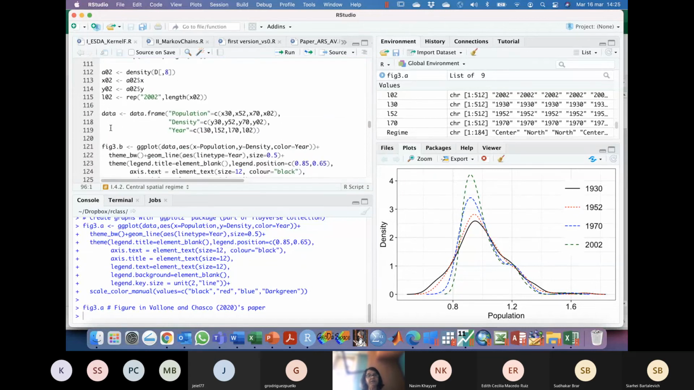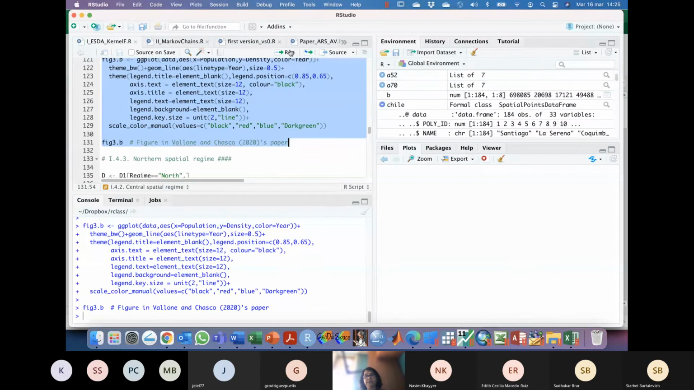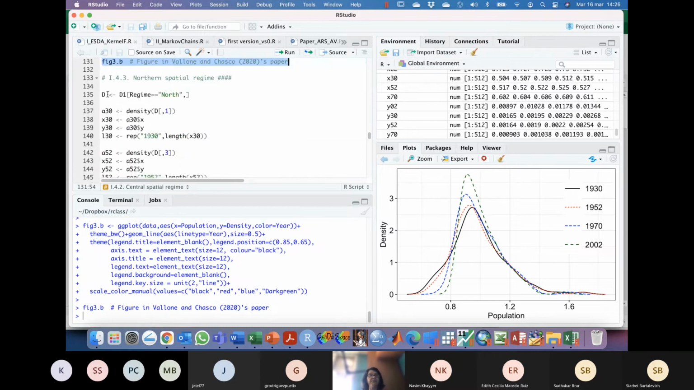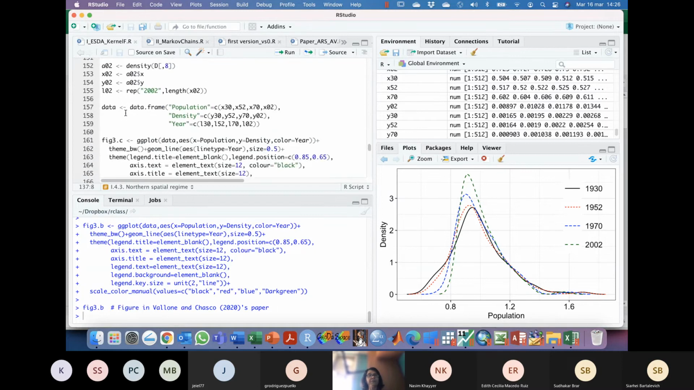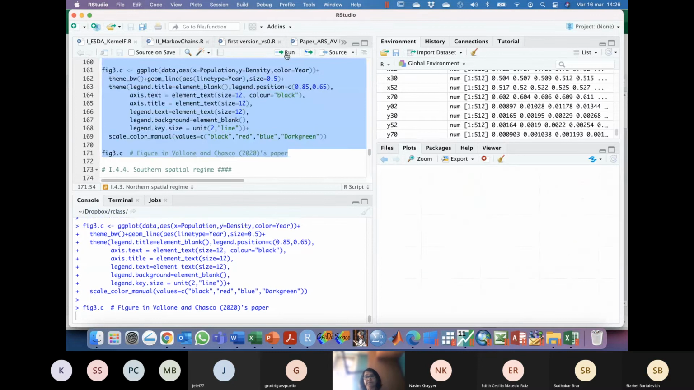You will be surprised because this regime is more or less the same, because you will find a lot of observations in this regime. And this is quite similar to the kernels for the whole country. This is the kernels for the whole country. These are the kernels for the central regime. And the northern and the southern were completely different, as you will remember, because I showed you in the slides.